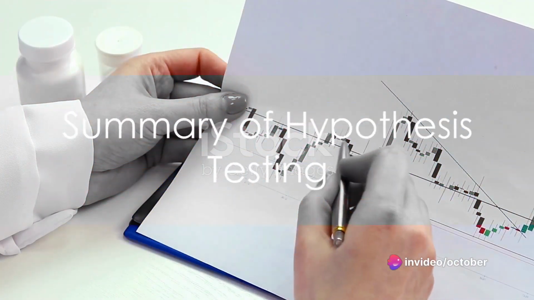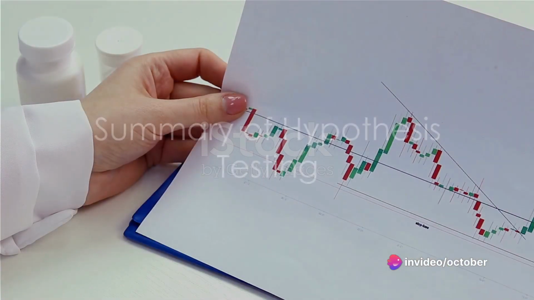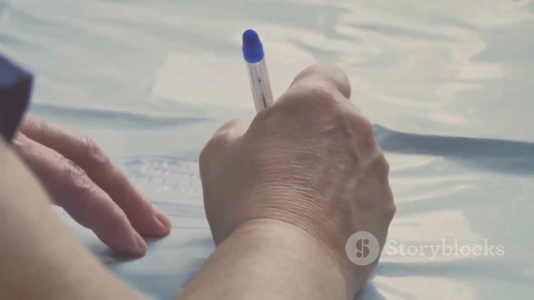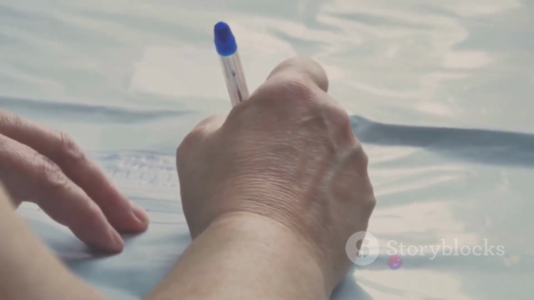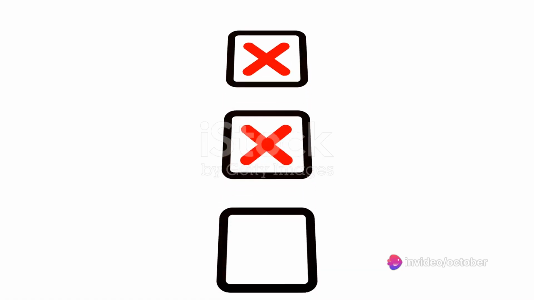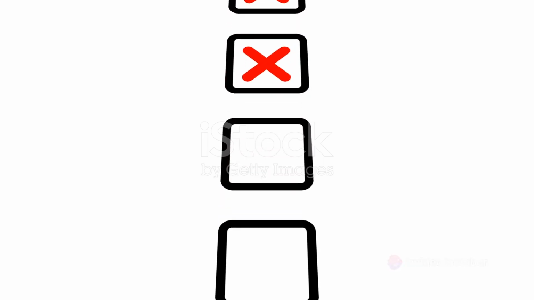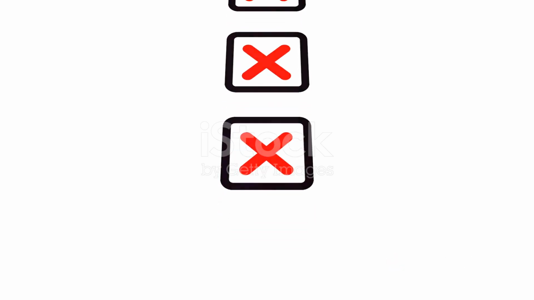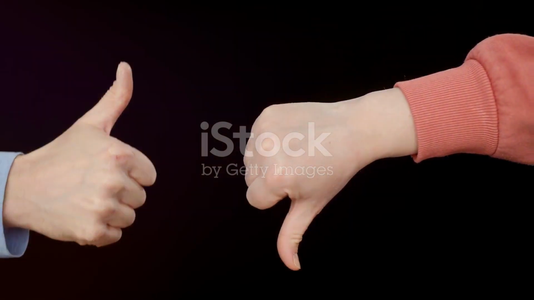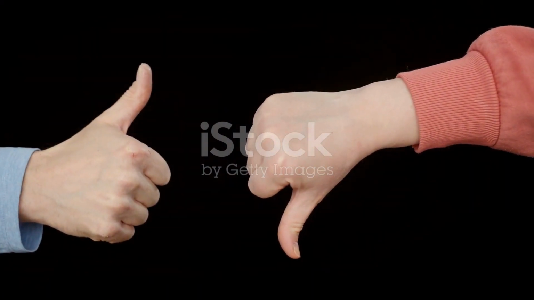So, to summarize, hypothesis testing is a statistical method we use to draw conclusions from data. It involves formulating a null and an alternative hypothesis, analyzing sample data, and deciding whether to reject or accept the null hypothesis. There's a possibility of making two types of errors, and we can use various strategies to minimize these risks. Remember, hypothesis testing is not about absolute certainty, but about making informed decisions based on the evidence at hand.